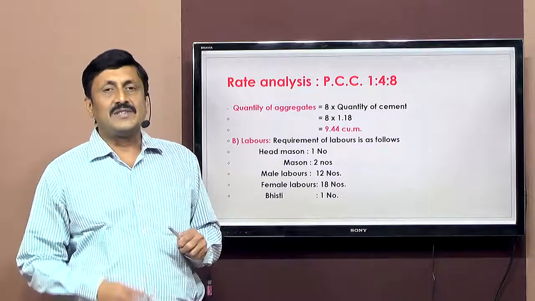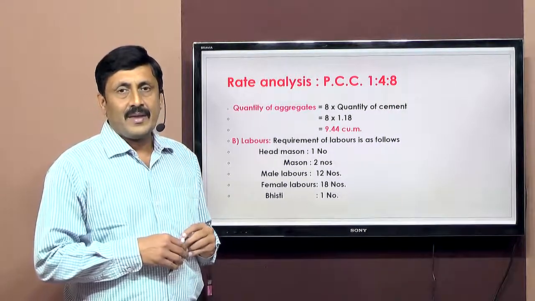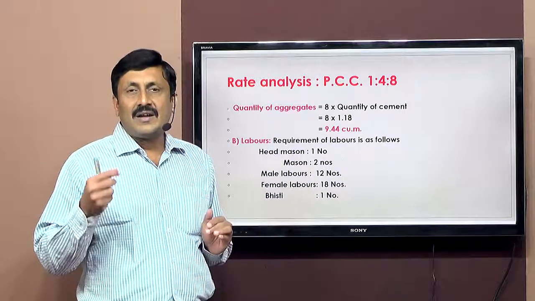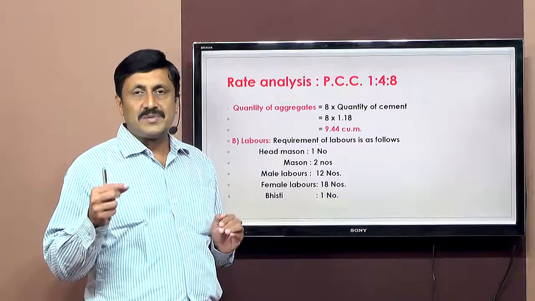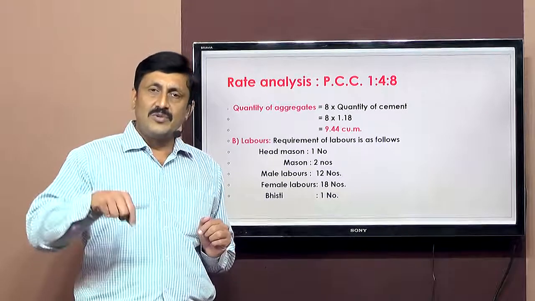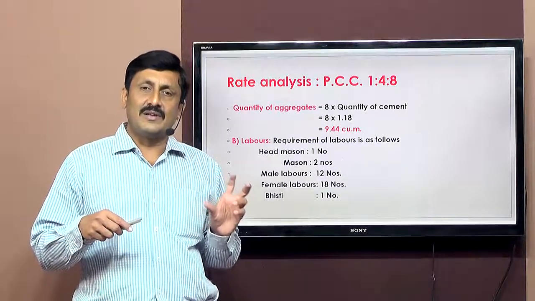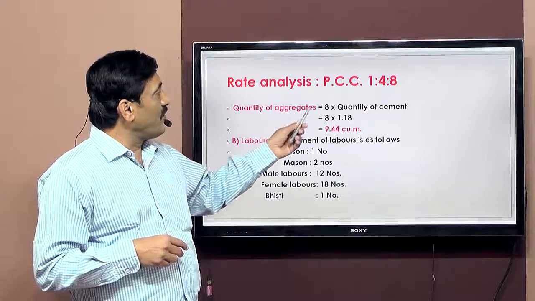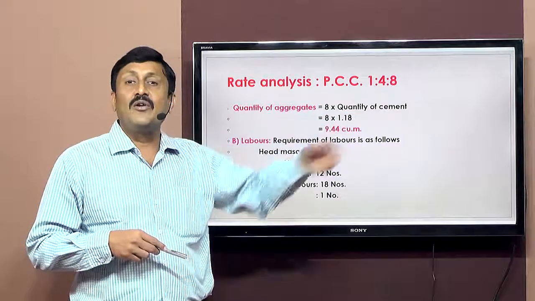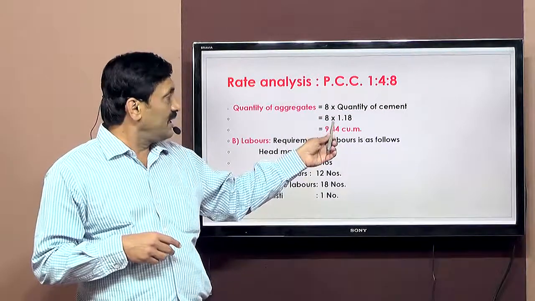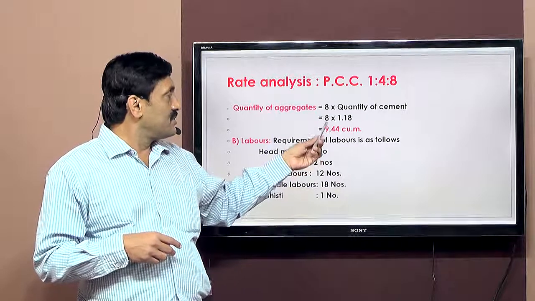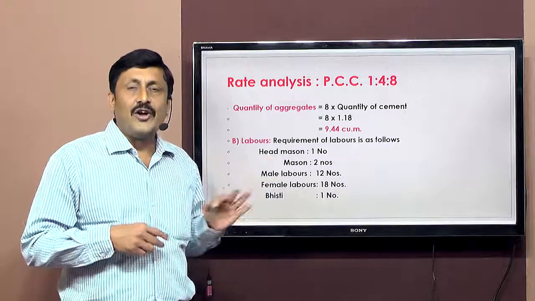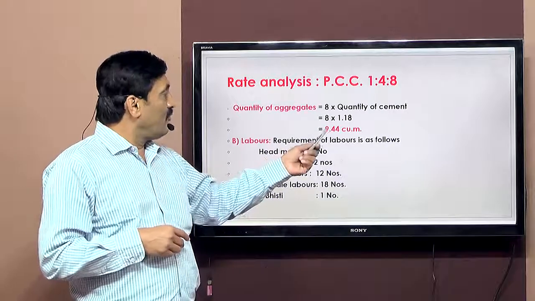Then the next material which is required is aggregates. Aggregates means those stone chips, granular stone chips you all must have seen. Technical term which is used for those stone chips on site, which is normally used as one of the important ingredient of cement concrete, that is aggregates. So quantity of aggregates will be equal to 8 multiplied by quantity of cement. So 8 into 1.18, this comes to 9.44 cubic meters. So quantity of aggregates is equal to 9.44 cubic meters.